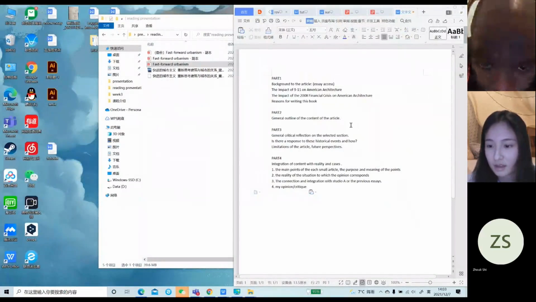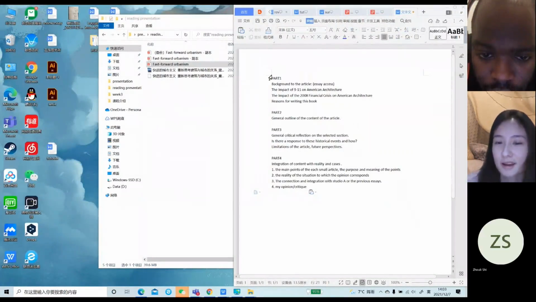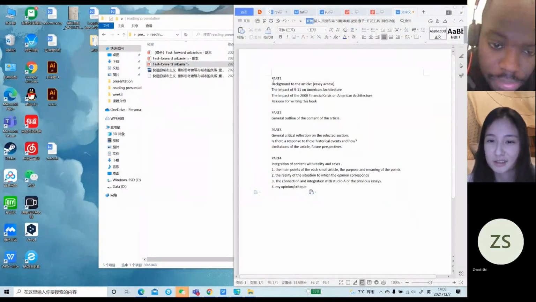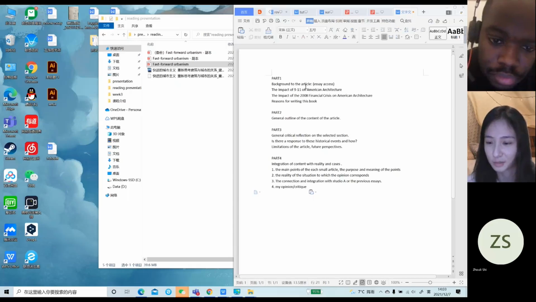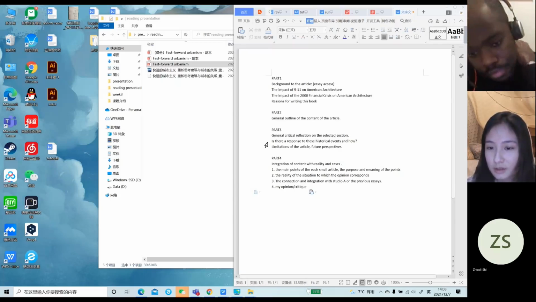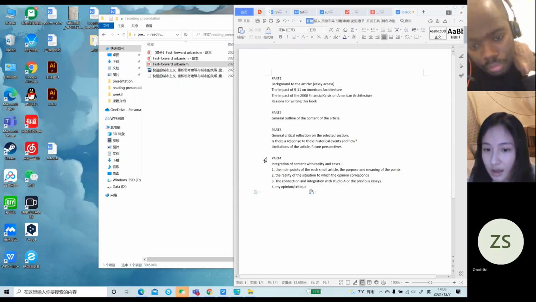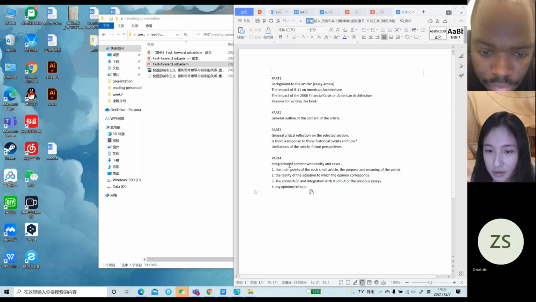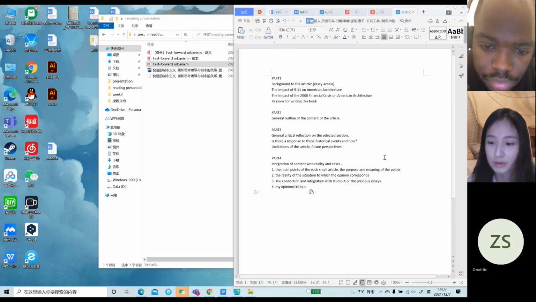So the first part, I think I should start from the background of this book. And part two is the general outline of the content of this book. And part three is the critical reflection of the section I chose. And part four is to connect the book to my studio project or the cases.